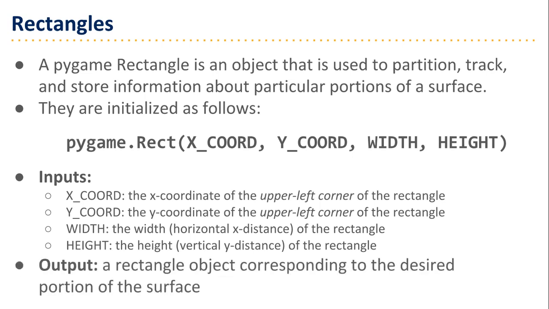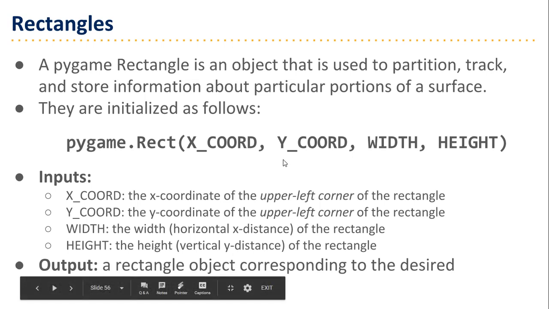And then the output is a rectangle object corresponding to the desired portion of the surface. So you'll probably want to store the output of this method in a variable, just as we did with the functions we learned about in the images and displays section. You'll want to store the result of this in a variable so you can work with it later.